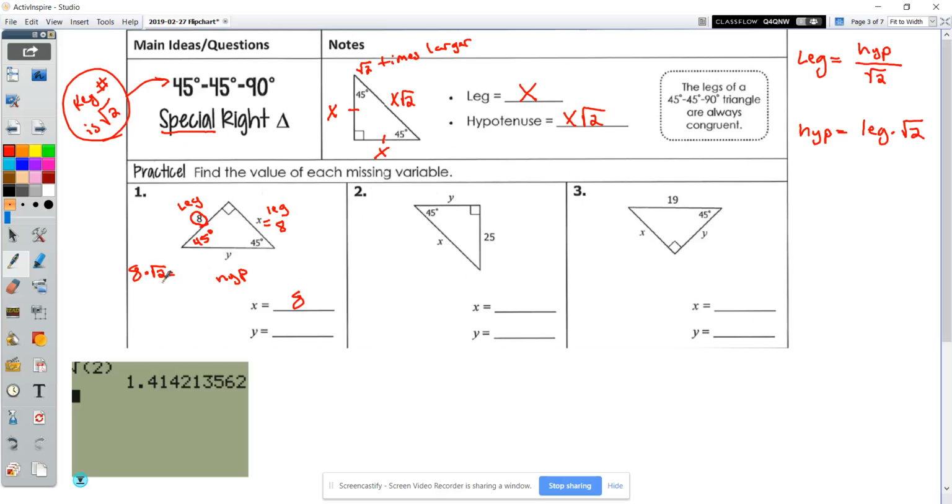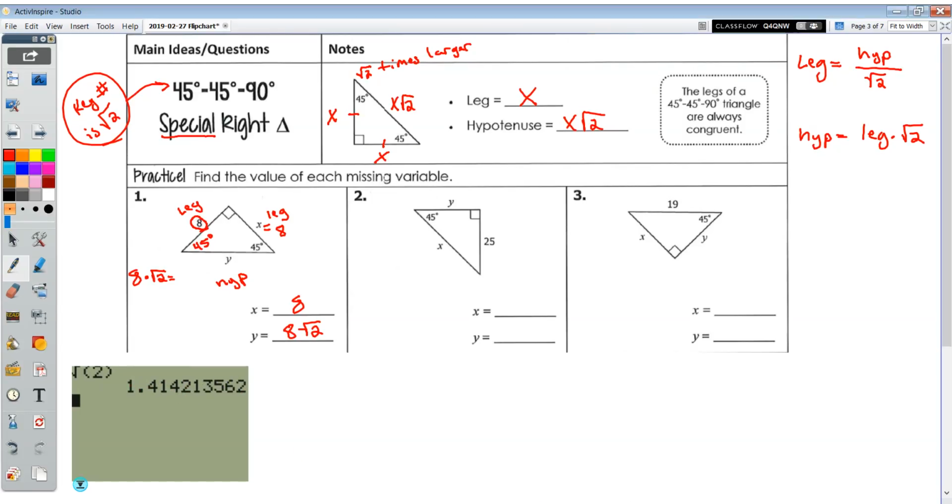So it's not like I could have the square root of 16 or something. I'm just going to leave it like this, 8 times the square root of 2. If I did want to multiply this out and get a decimal, I would do 8 times the square root of 2 on my calculator, and it would end up being a decimal number. For you, let's just leave it. That's easier. 8 square roots of 2.